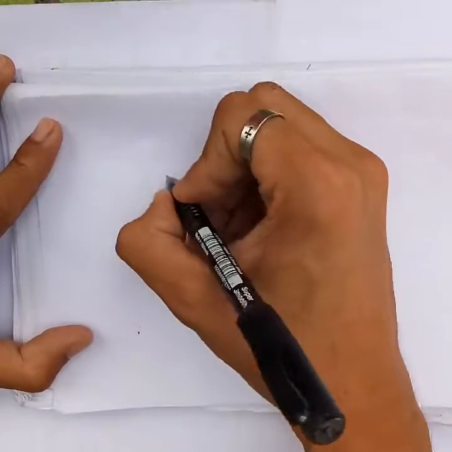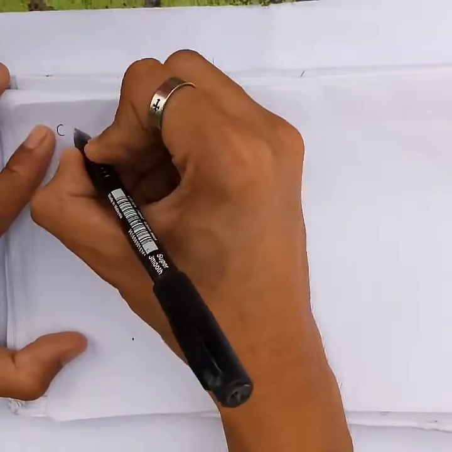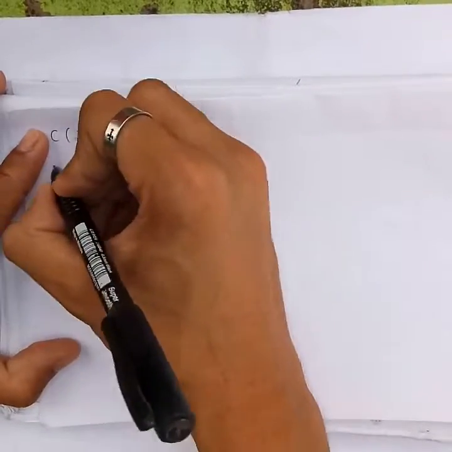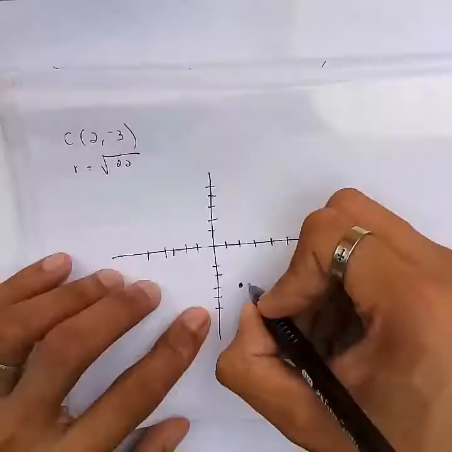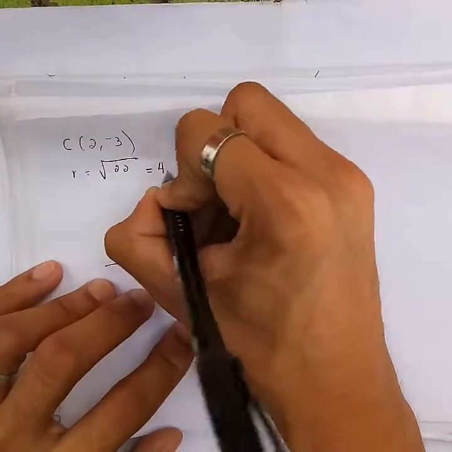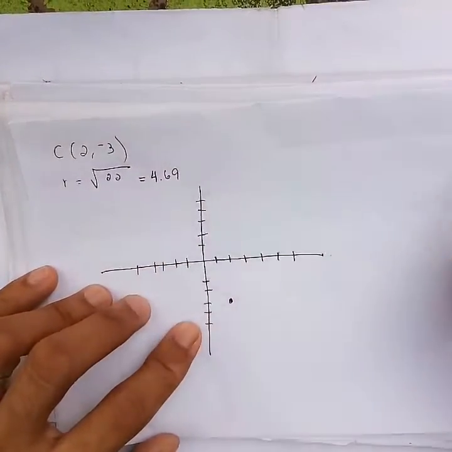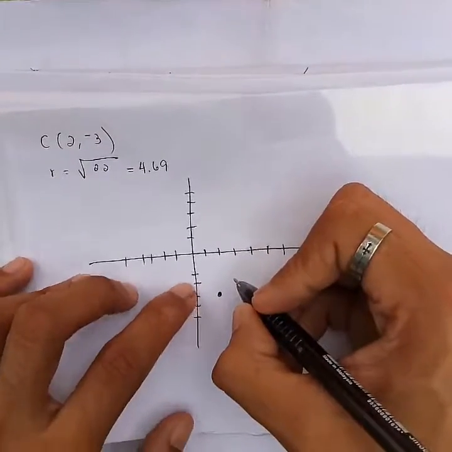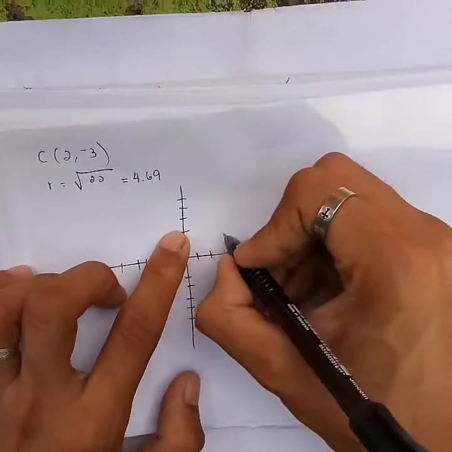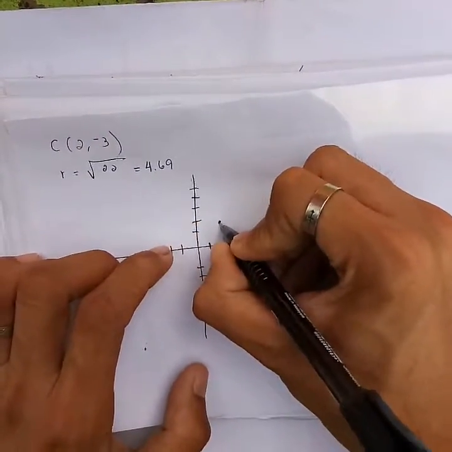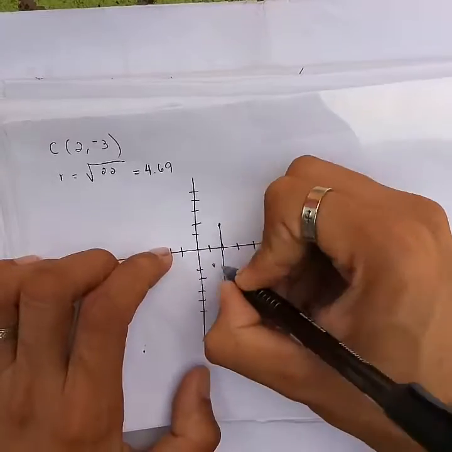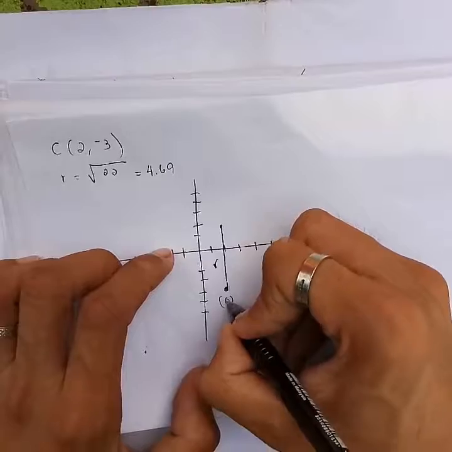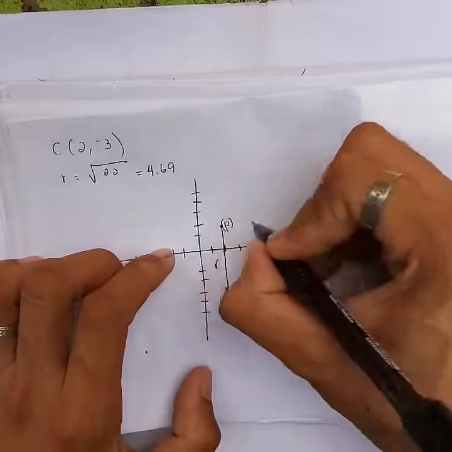To plot the equation, our center will be 2, negative 3, and our radius will be square root of 22. Our radius will be 4.69 or 4.7. So, at least we will count 1, 2, 3, 4. That will be our radius. Center. Point P.